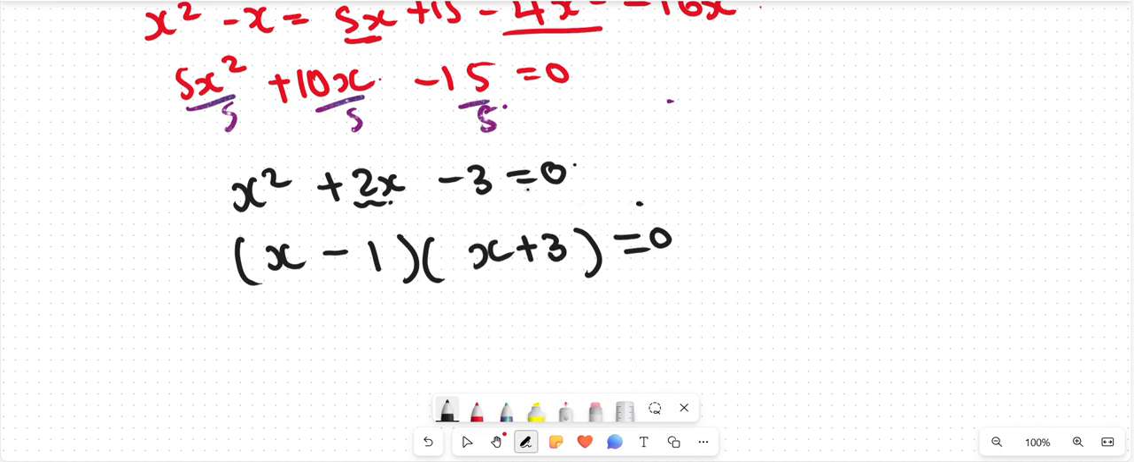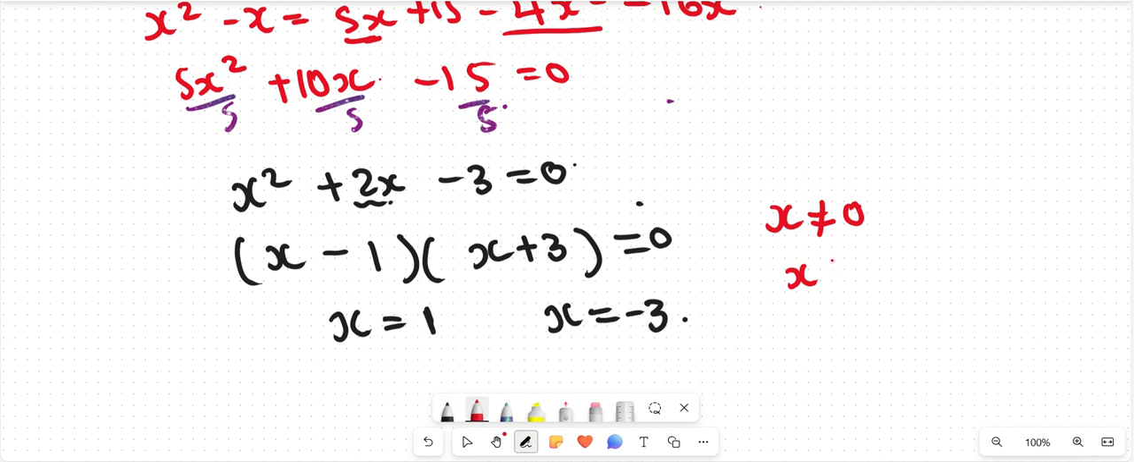And there we go. Then what does this tell us? It tells us that x is equal to 1 and that x is equal to negative 3. And what are my restrictions? If I remember correctly, one of the denominators was x. So x cannot be equal to 0. The other denominator was x plus 4. So x cannot be equal to negative 4. The last denominator was x plus 3. So x cannot be equal to negative 3.